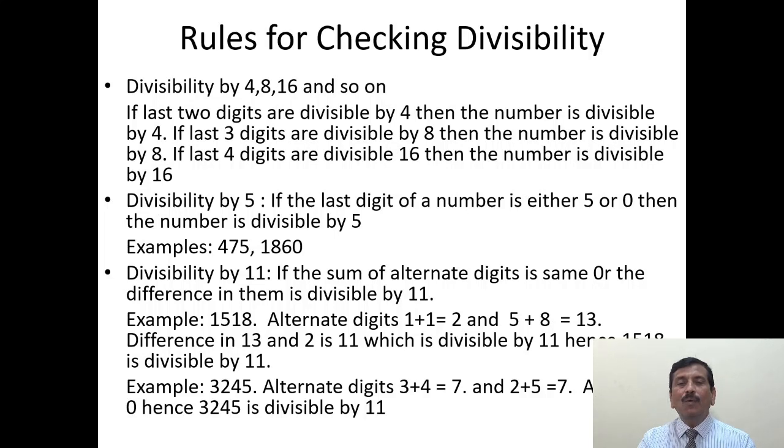Then we go for the further rules for checking the divisibility by 4, 8, 16 and so on. Like you find the place value of different digits in the number. If the unit digit is divisible by 2, that is, it is having value 0, 2, 4, 6, 8, we say it is divisible by 2. Unit digit means 10 to the power 0. So that digit, if it is divisible by 2, entire number is divisible by 2.